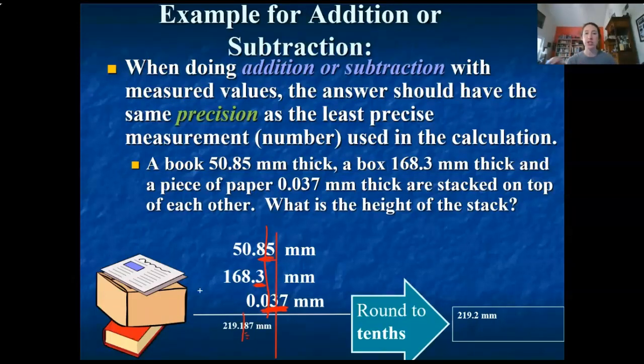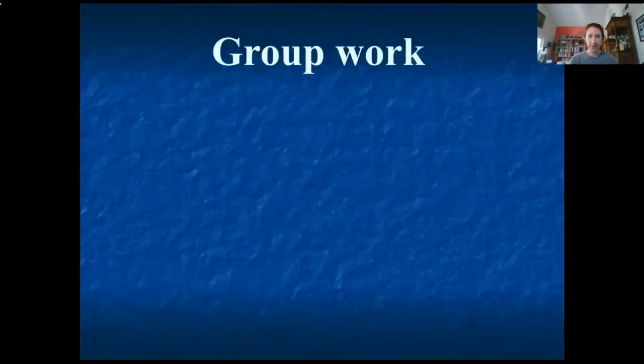Okay, so let's try a few of these. Remember, multiplication and division, least total. Adding and subtracting is the least precise, meaning when we're adding and subtracting, we only look after the decimal place for our significant figures.